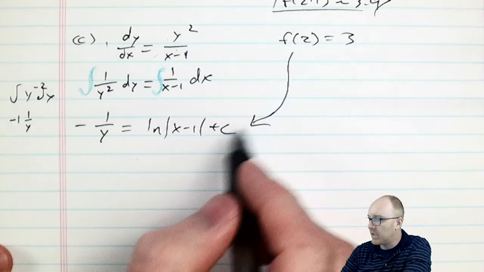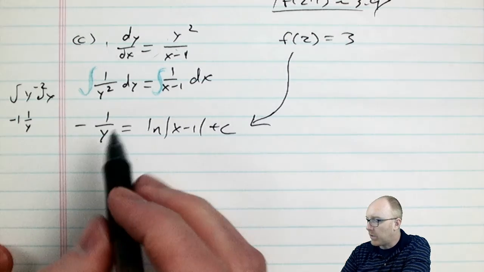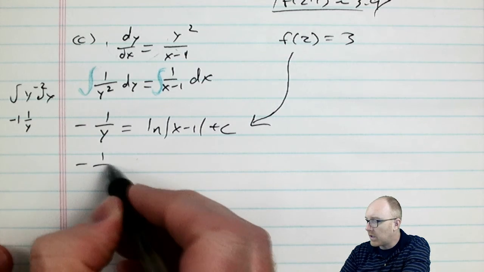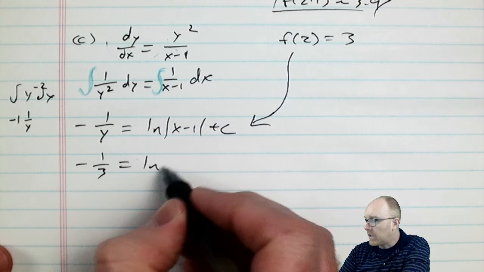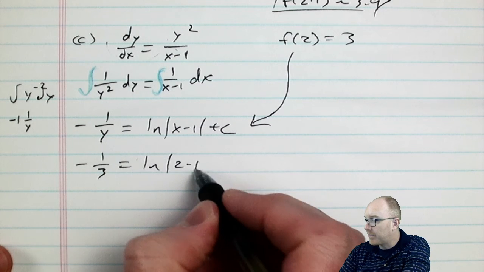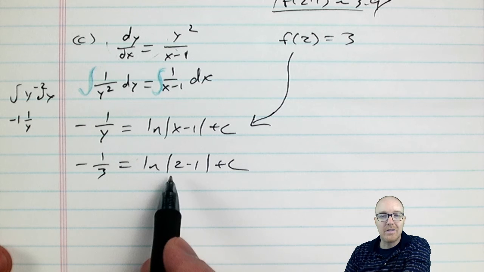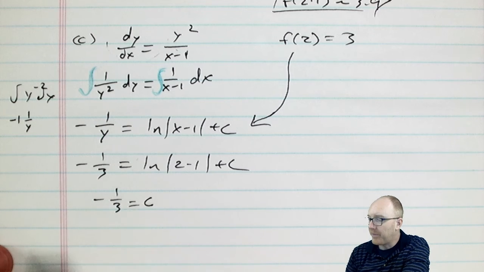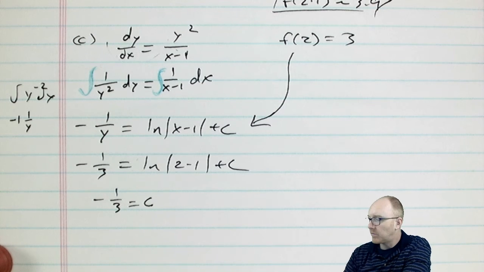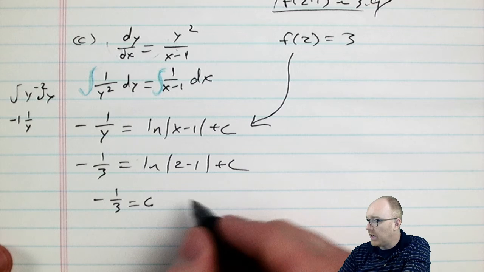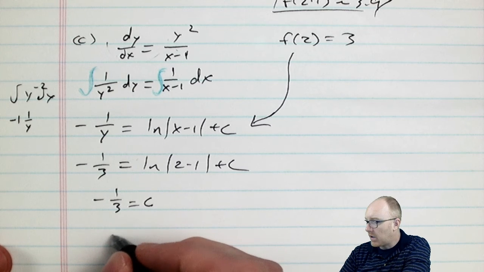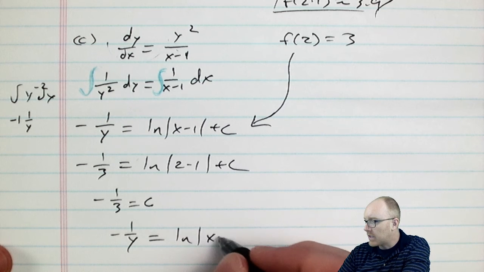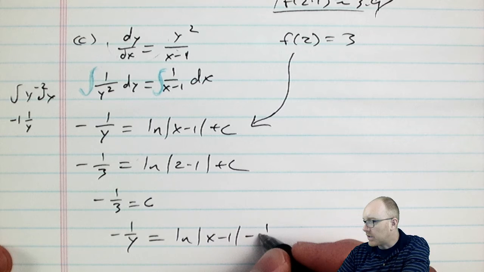So now we plug in using the initial condition. The plus c gives us a point. We plug in, we figure out that 3 goes in for y and 2 goes in for x. So negative 1/3 equals natural log of 2 minus 1 plus c. Natural log of 1 is 0. So c equals negative 1/3. I'm going to write the equation. C is negative 1/3. So we write our equation: negative 1 over y equals natural log of the absolute value of x minus 1, minus a third.